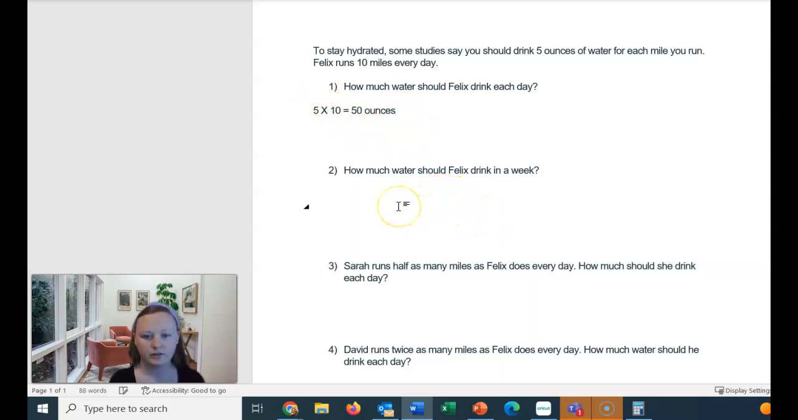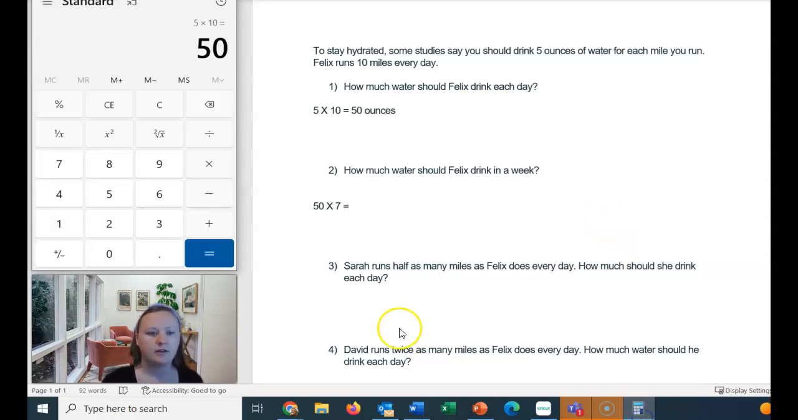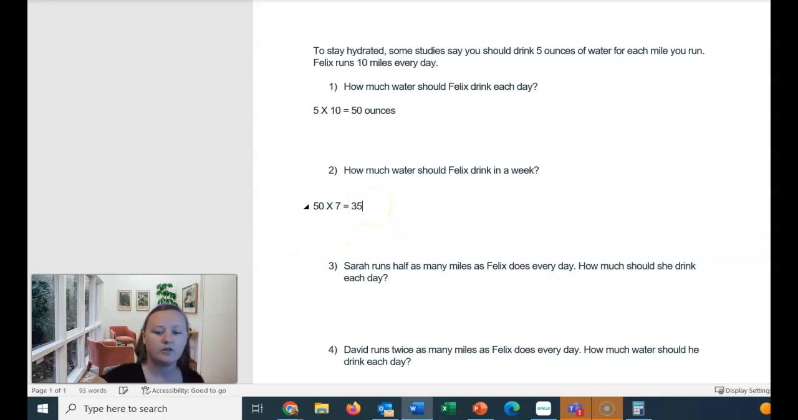Now, how much water should Felix drink in a week? Well, we know he drinks 50 ounces for 1 day. So now I need to know how many days are in a week. Okay, there's 7 days in a week, so I'll do 50 ounces per day times 7, because there's 7 days in a week. So get out your calculator. 50 times 7 days. So he will drink 350 ounces in 1 week.